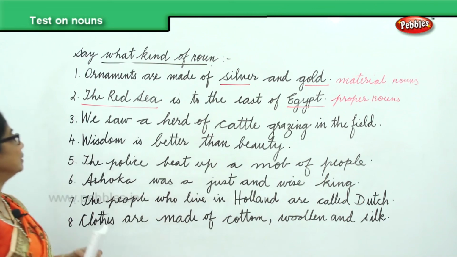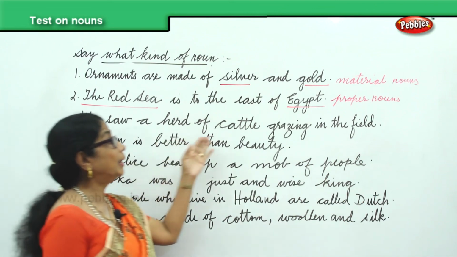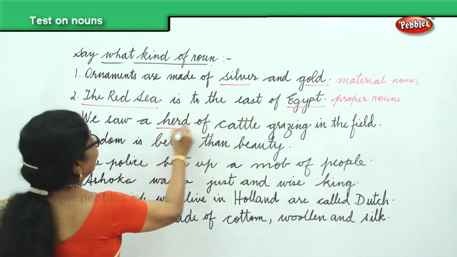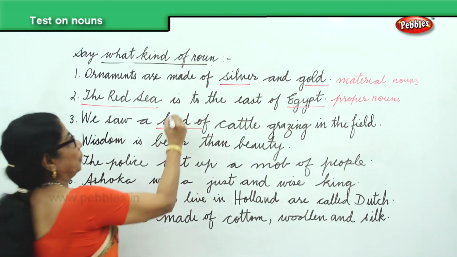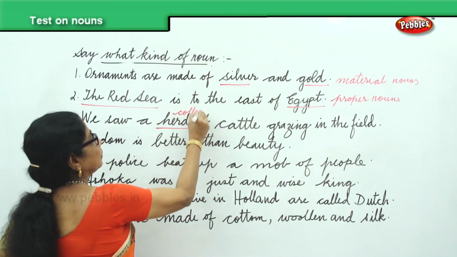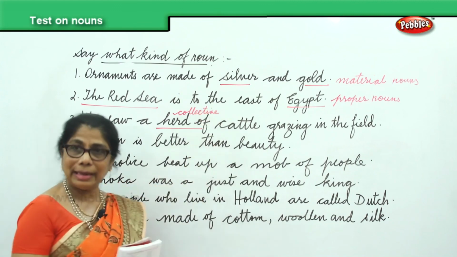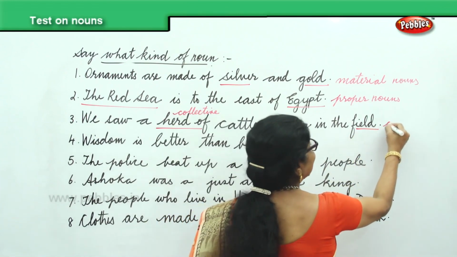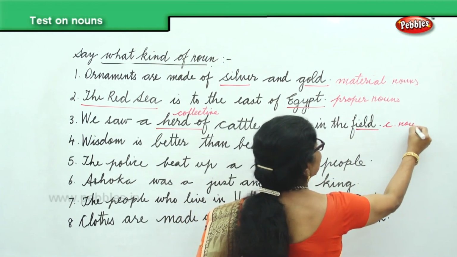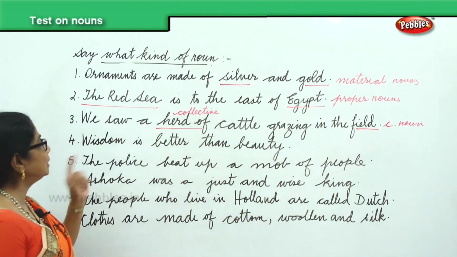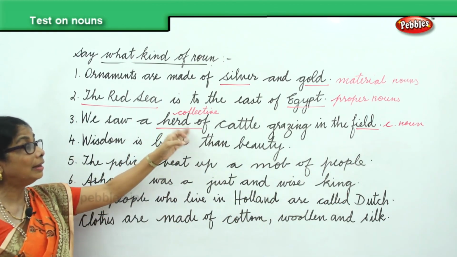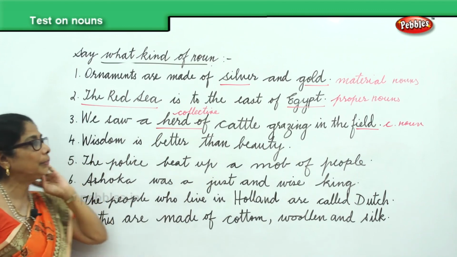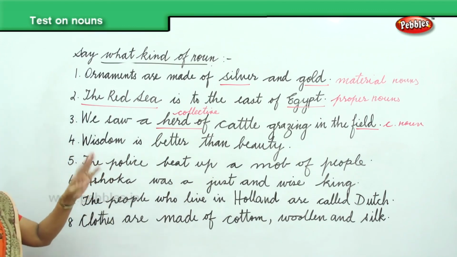Let's look at the third sentence. We saw a herd of cattle grazing in the field. Herd of cattle, that is a collective noun. And then we also have field. Field is a common noun. So in the third sentence you have herd of cattle, a collective noun, and you have field, a common noun. Any field.